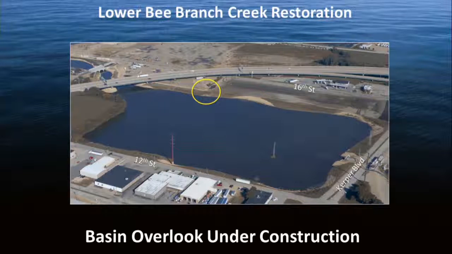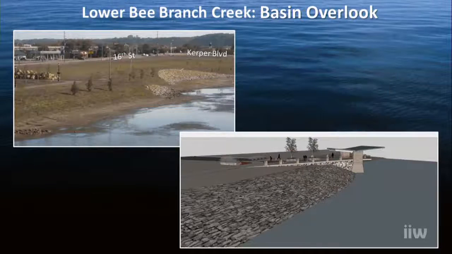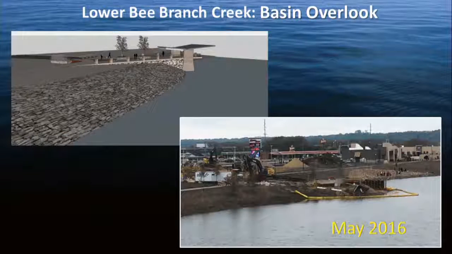Other improvements within the project include the overlook that's currently under construction. This is to replace the Audubon overlook that was built by the citizens for bird watching and looking into the basin for the migratory birds. This just shows what it looked like before we started construction, looking at 16th and Kerper towards City Island. So in May, that's what it looked like. You can see on the lower right where they're just trying to start to get out of the water with their construction.